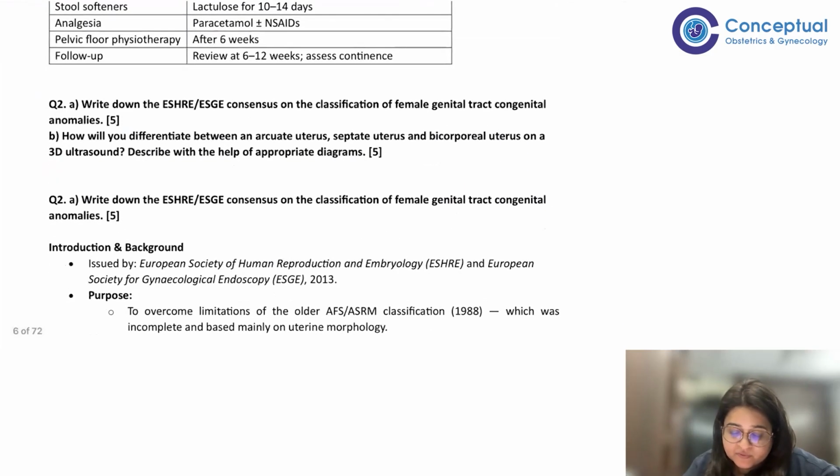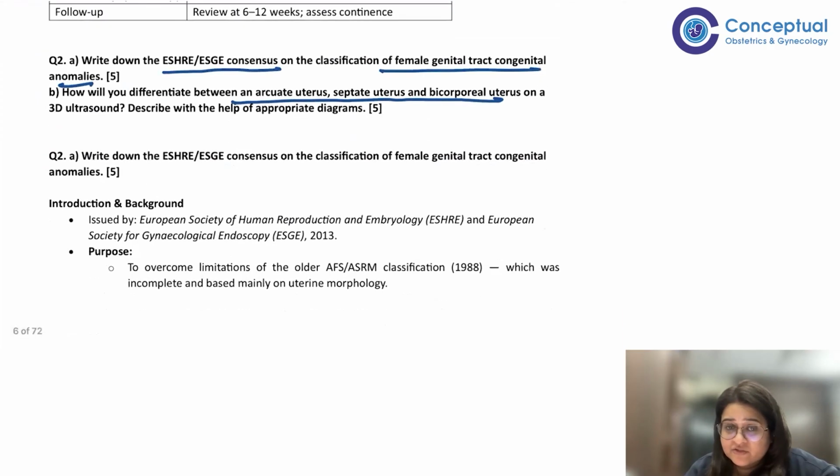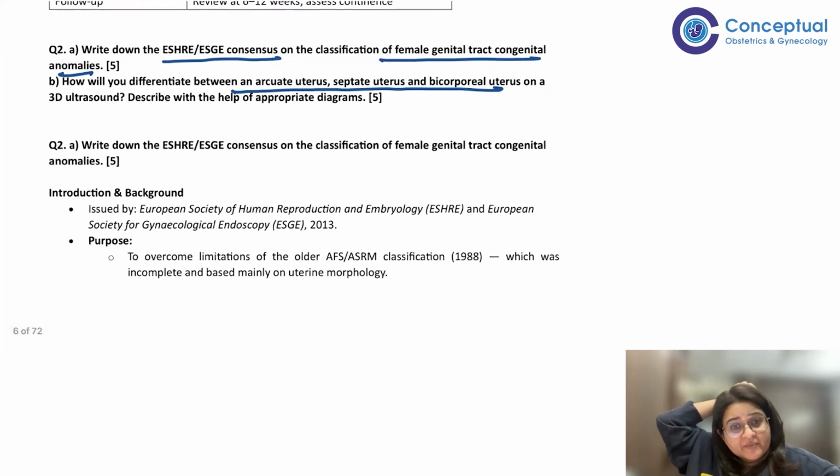The second question was the ESHRE consensus on the classification of female genital tract anomalies. Now, this is a new question. It has not come before. And the second part was, how will you differentiate between arcuate, septate, and bicorporeal or bicornuate uterus on a 3D ultrasound? Okay, describe with the help of diagrams.